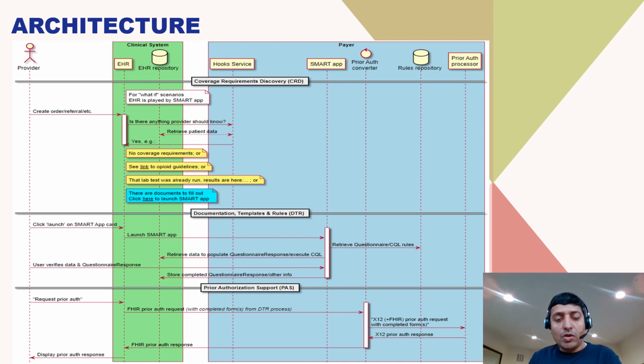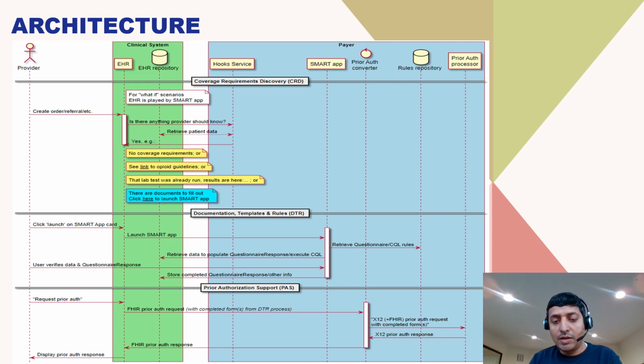Let's go over the overall architecture for the electronic prior authorization process. So in the coverage requirement discovery or CRD flow, the provider creates the order or the referral. As part of this process, there are multiple scenarios. First, is there anything the provider should know? They retrieve the patient data using hooks, and then, is there any coverage requirement? Is there any additional documentation that needs to be filled in? The provider receives the coverage information from the payer.